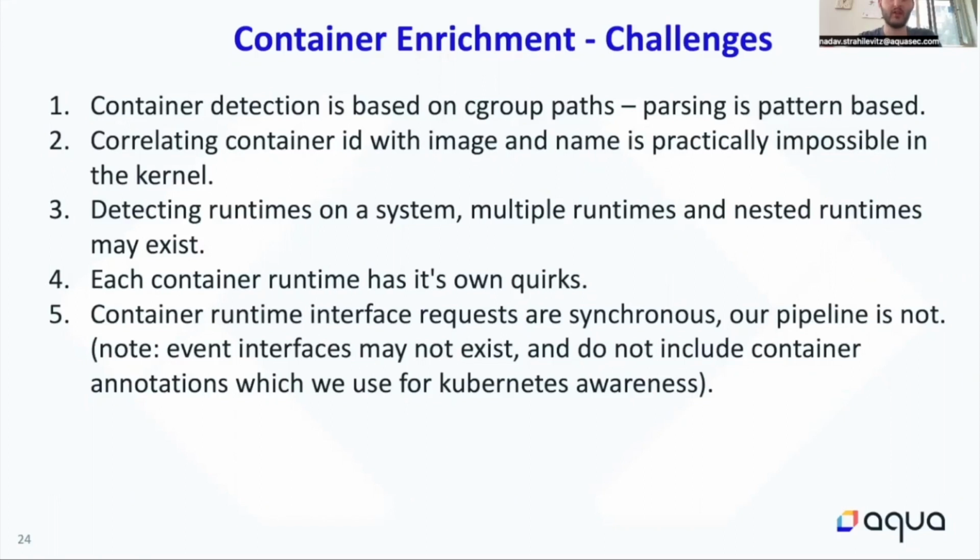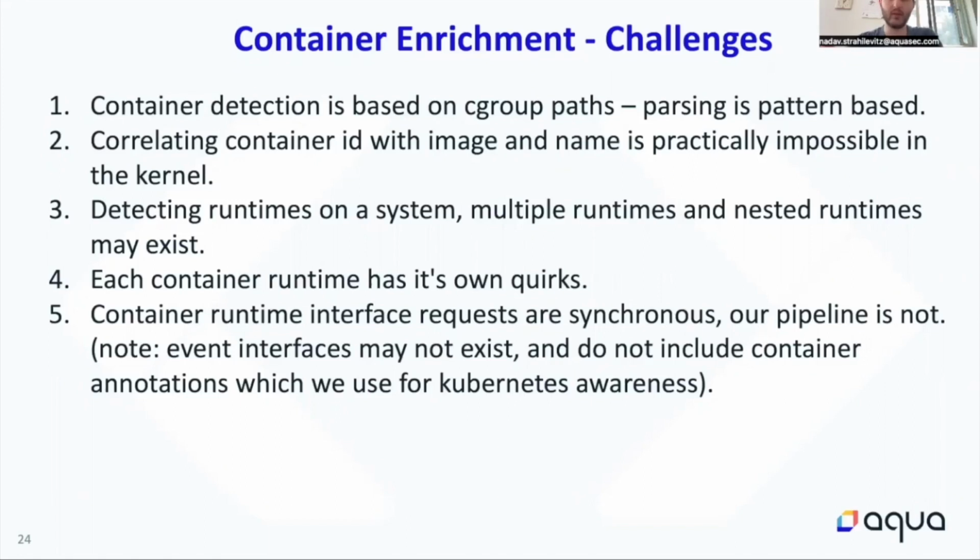And I've listed the challenges related to that. But I'd like to discuss the last challenge in particular. That is, requesting info from container runtime is synchronous, but our pipeline cannot be synchronous. Of course, some of you may know that container runtimes also export an event interface, but that interface alone is sadly not sufficient for us, since it doesn't include the container's Kubernetes data injected into annotations by kubelet.